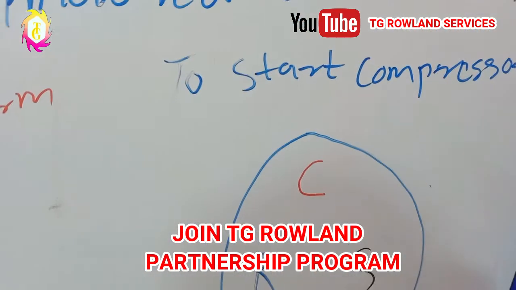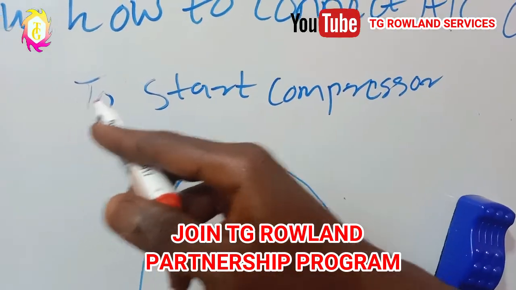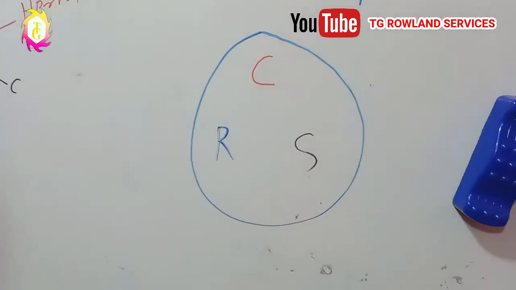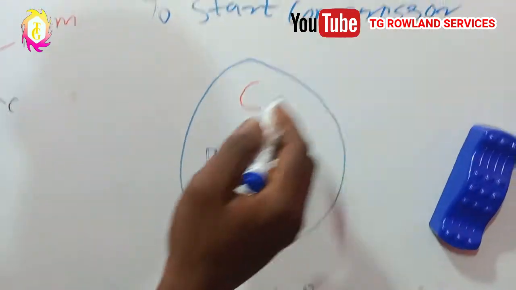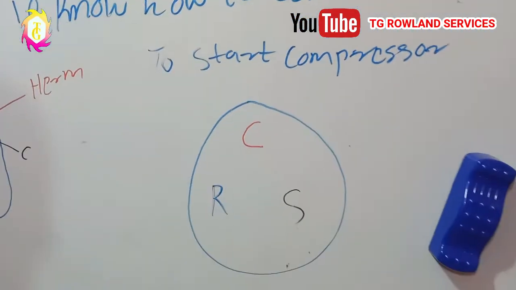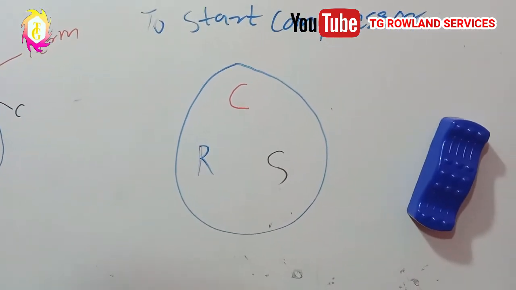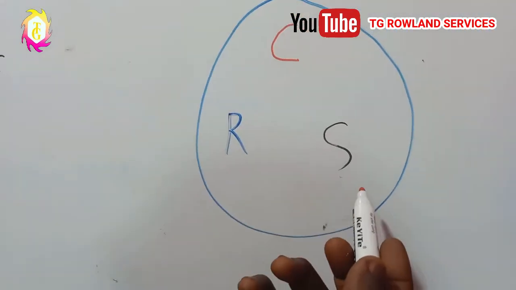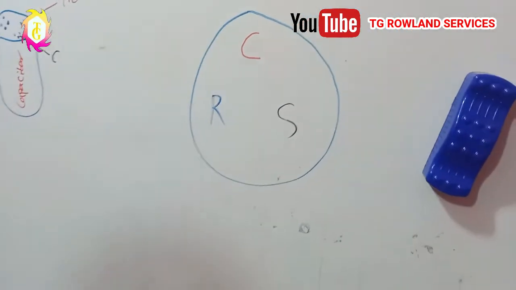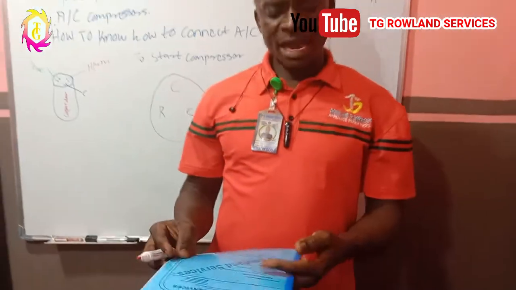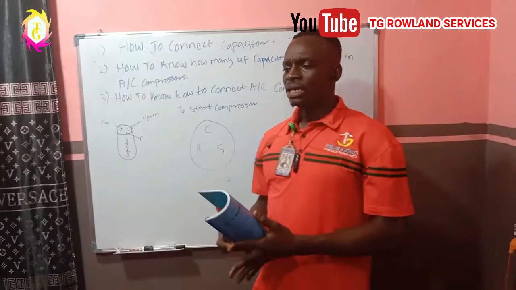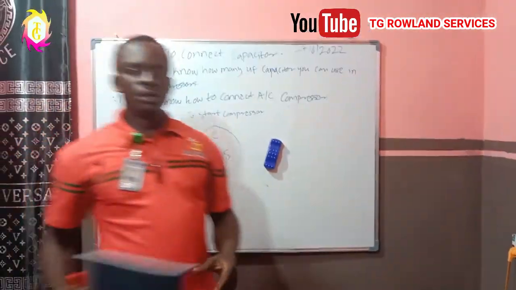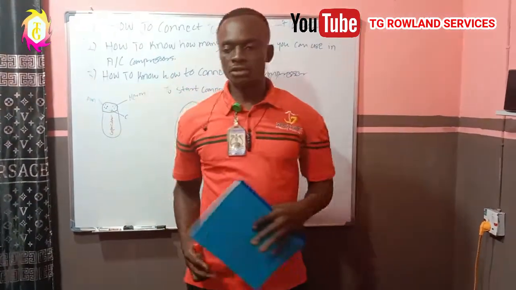When you watch here too, we have how to start a compressor. I hope you can see it directly on the board. To start a compressor, listen very attentively for you to be able to do that. Right here, we have what they call C, R, and X. After the end of this lesson, you will see yourself as an engineer who is able to do this. Let me get the things that we are going to use for this section.